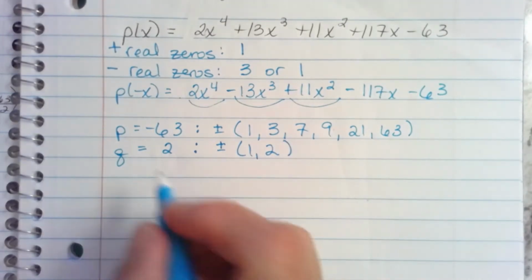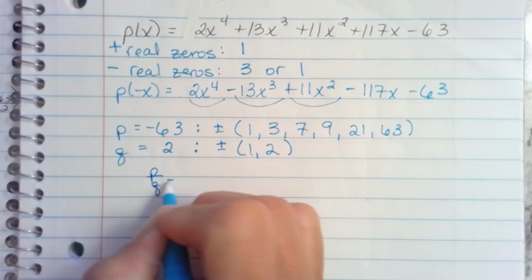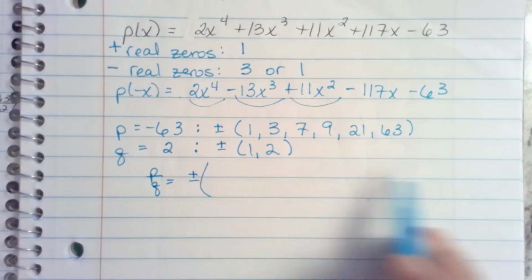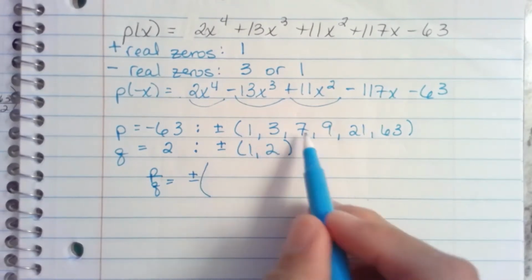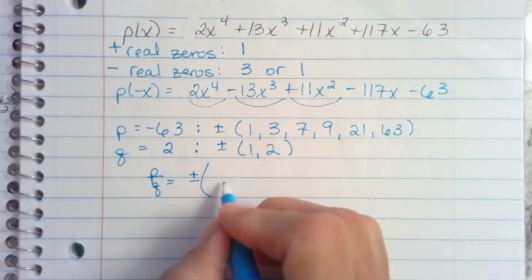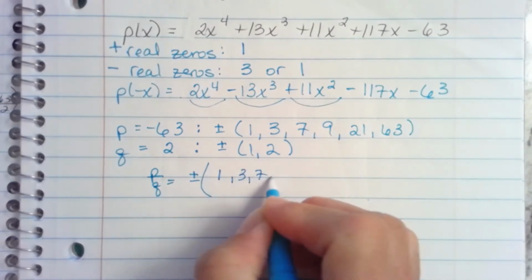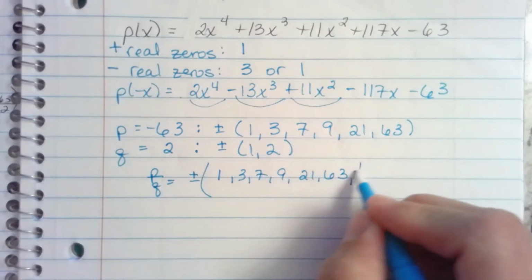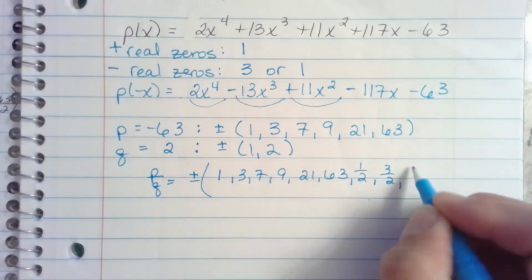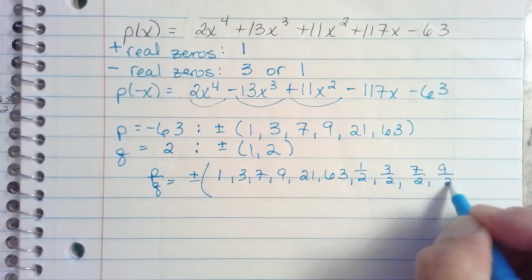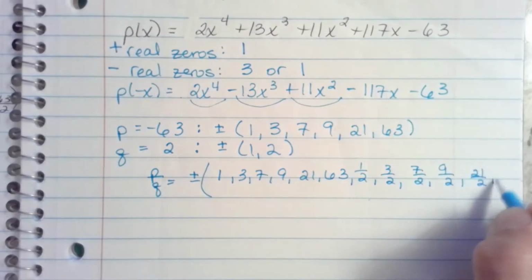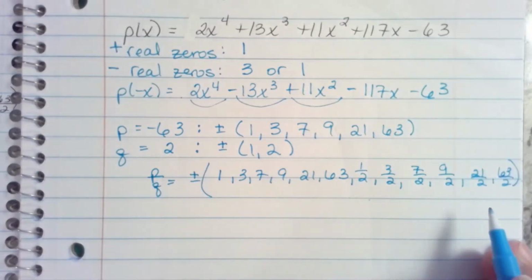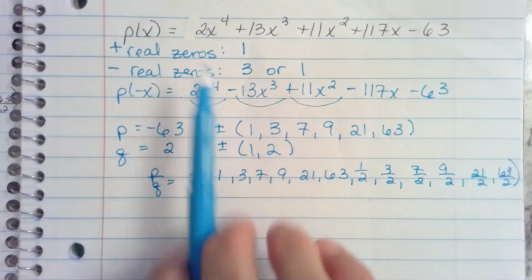Now we list all of our P's over Q's. So we have plus or minus. I'm going to have a big list here. So put 1 over 1, 3 over 1, 7 over 1. So put all of them over 1. And then put all of them over 2. So 1 half, 3 halves, 7 halves, 9 halves, 21 halves, and 63 halves. So these are all the possible rational zeros of this polynomial.